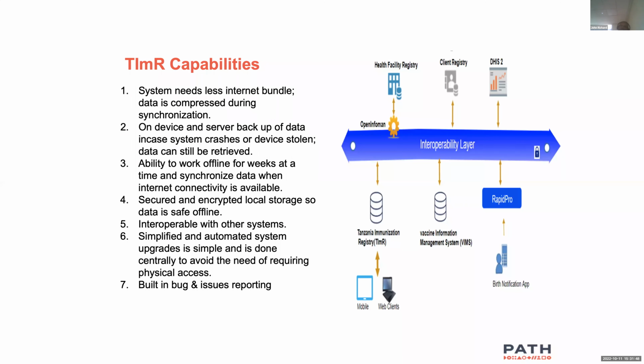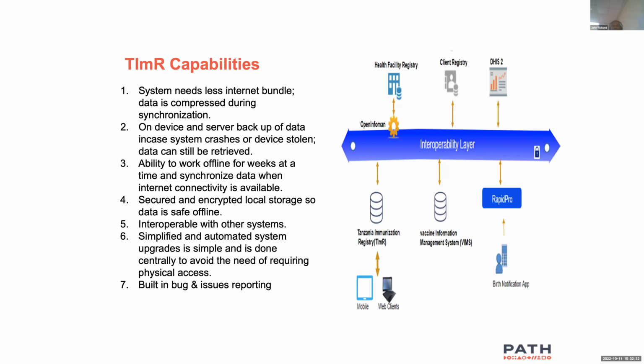Yeah, in terms of capabilities, the system uses less internet bundle. As we said, it was offline and online, so data is compressed so that we don't use too much bandwidth when transmitting the data from the facility level to the central level. And the system also had on-device and server backup, so in case the system crashes, we have a way to back up and restore data. And the system also works offline for weeks or even a month.